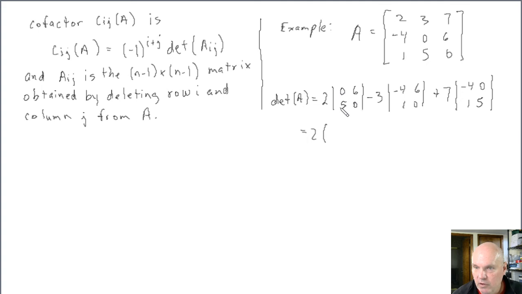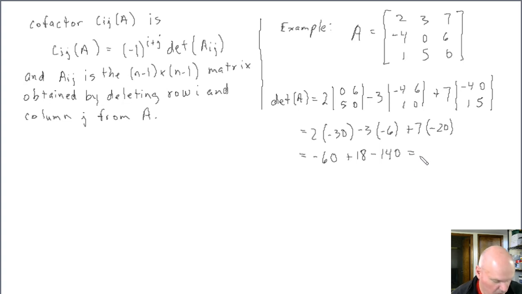So this determinant is 0 minus 30, minus 5 times 6, and then the next term is minus 3. Then here I'll have minus 4 times 0, which is 0, minus 1 times 6, which is minus 6. And finally I'll have 7. I have minus 4 times 5, which is minus 20, minus 1 times 0. So this becomes minus 60 plus 18 minus 140. So that's minus 240 plus 18. The determinant in this case is minus 182. Okay.